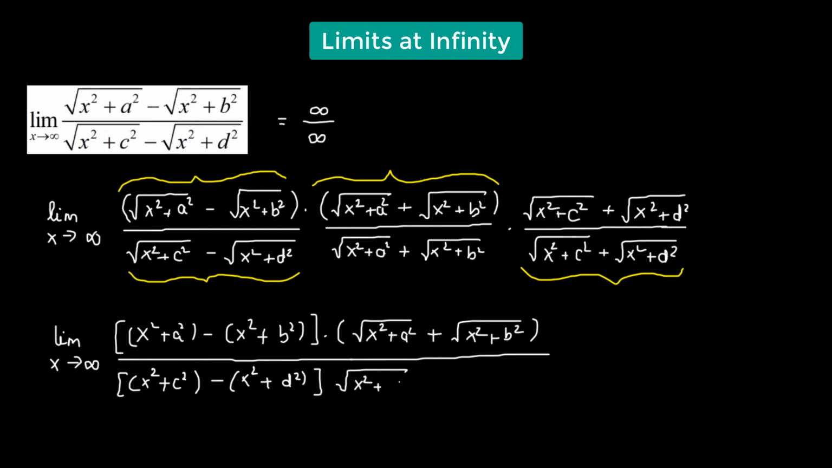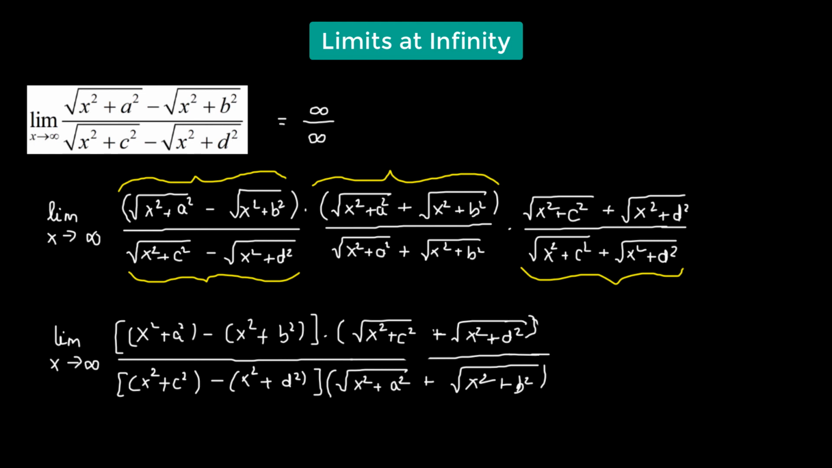Oh, there's a mistake here. So here we have c squared and d squared. So we have square root of x squared plus c squared plus square root of x squared plus d squared divided by square root of x squared plus a squared plus the square root of x squared plus b squared. Yep, there's a small mistake that I made.